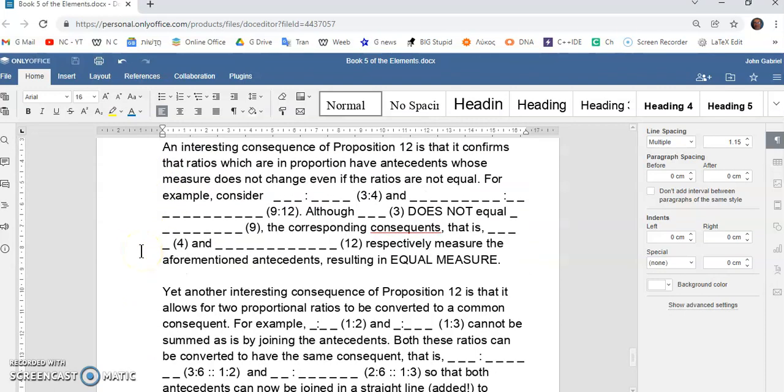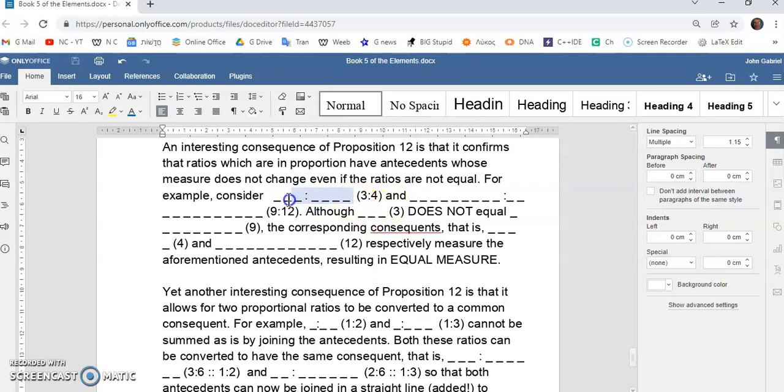So an interesting consequence of proposition 12 is that it confirms that ratios which are in proportion have antecedents whose measure does not change even if the ratios are not equal. Okay, that's what it's telling you. So for example, consider this ratio here, and I don't need to write this at the back here. I'm writing it to make it easy for you to understand. Consider this ratio, and when I write these with spaces in between, there aren't really any spaces between the lines, but it's easier for you to read. Okay, those are line segments. This here is a line segment, and so is this.